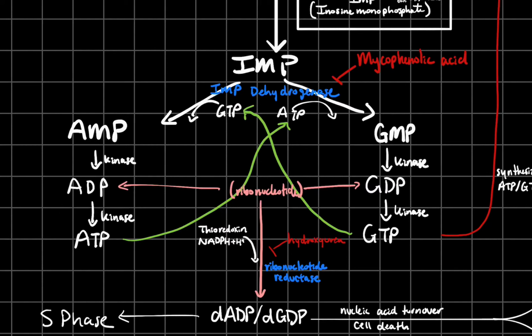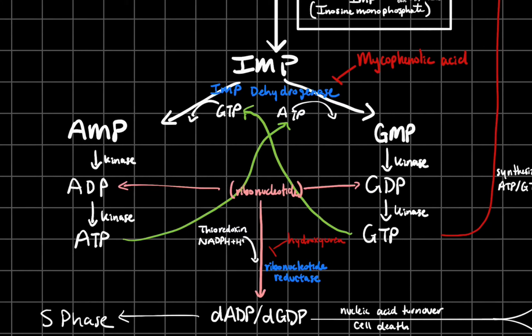Okay, and these enzymes are going to be inhibited by hydroxyurea, and that's going to inhibit any type of DNA synthesis, right? And that's good for if we're trying to stop the rapidly dividing cells. And ribonucleotide reductase is also going to use these cofactors, thioredoxin, as well as NADPH.